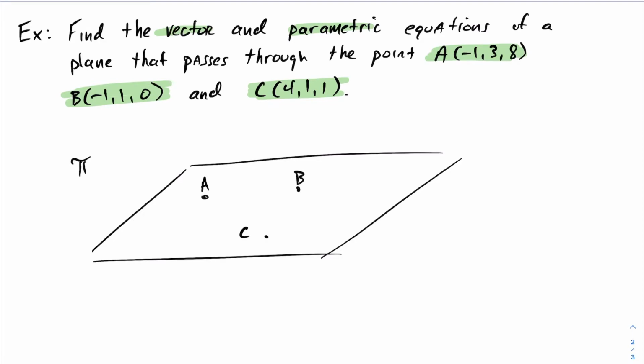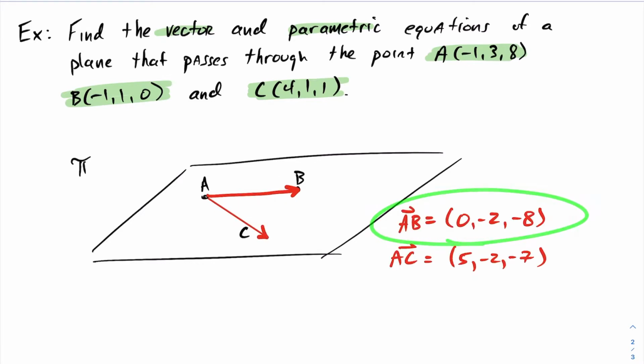What we need to determine the plane, as we saw in the previous description, is a point and 2 direction vectors. Well, we have 3 points here, but what I can do is create my own direction vectors. I can create a direction vector AB, and I can also create a direction vector AC. AB will be our direction vector 0, -2, -8. AC will be our second direction vector 5, -2, -7. So now that we have 2 direction vectors, we just need a point. We can pick any one of these points here. I'll pick point A.